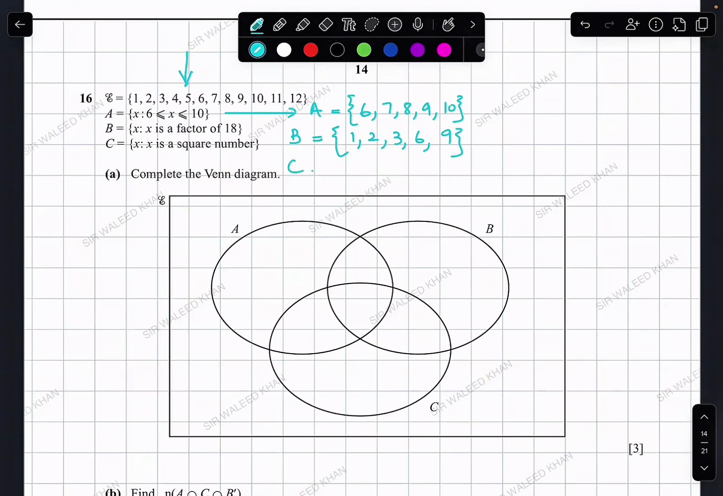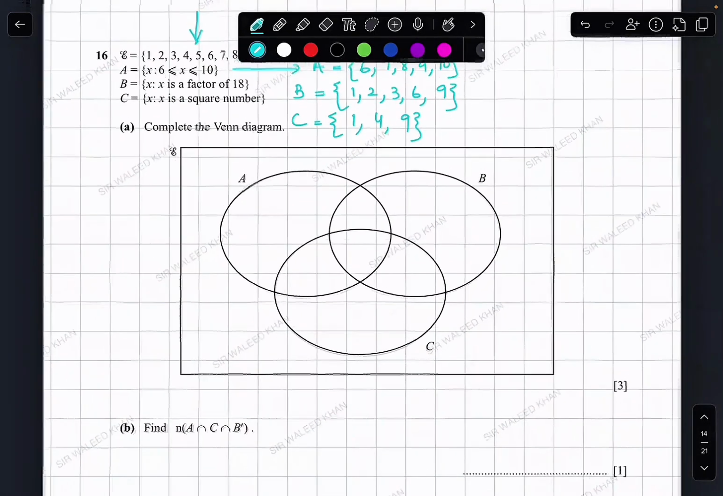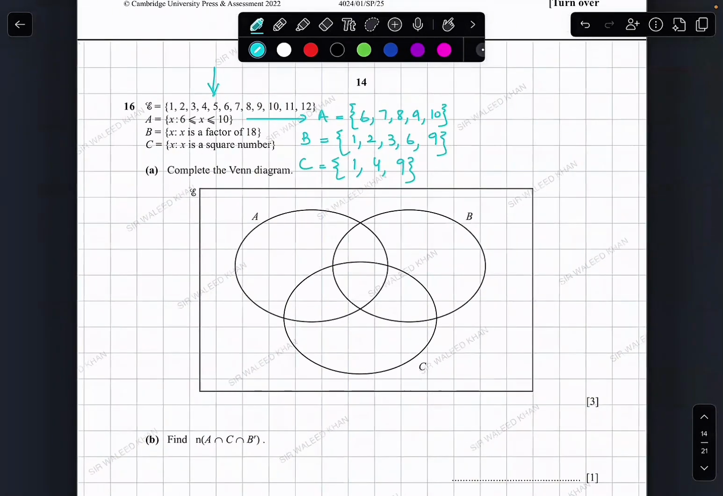universal set. See, that should be X is such that X is a square number. So again, square numbers in this universal set: 1, 4, and 9. These are square numbers. Now complete the Venn diagram. Completing the Venn diagram, I have to see. Start with the most common. Is there any number which is common in all three of these sets? I can see a 9.